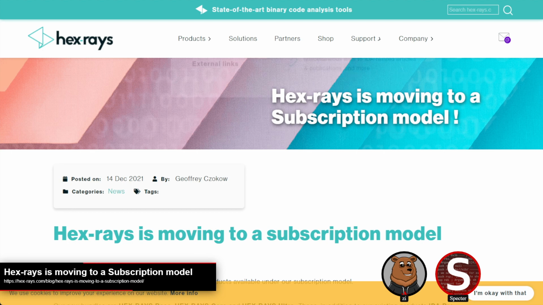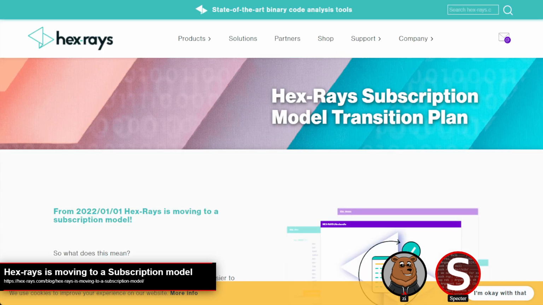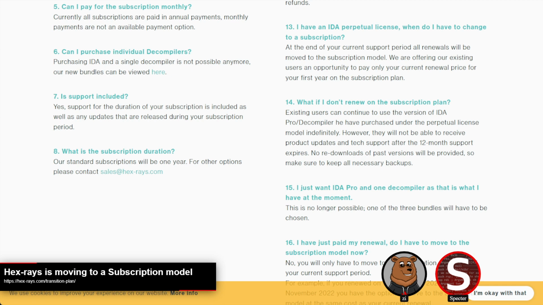So, for one, you can't even buy the individual add-ons and mix and match the architectures the way you want. You have to buy their set bundles that are shown on screen now for those of you that are watching. They also have made it so when your license expires, you lose access to it. So it's very much like Creative Cloud for disassembling, which is really unfortunate.